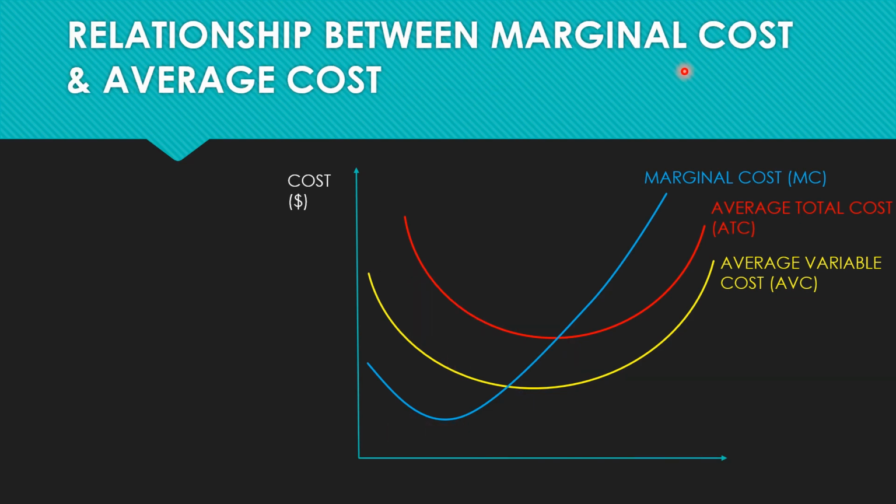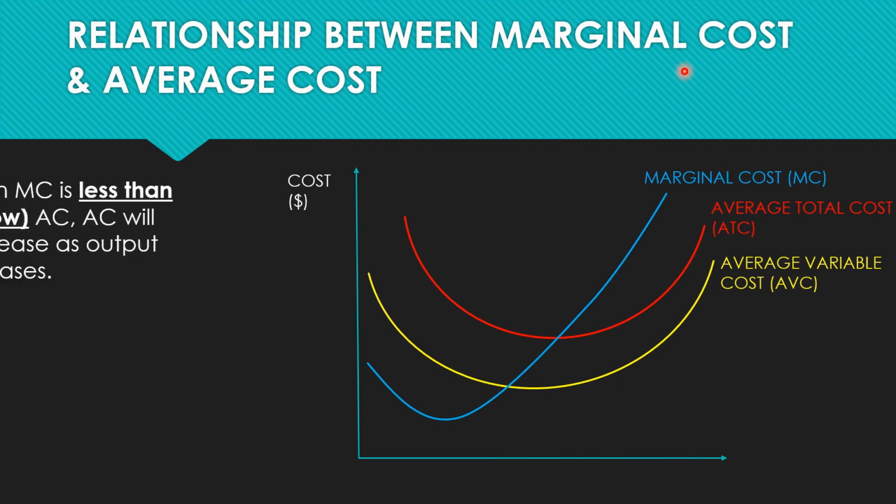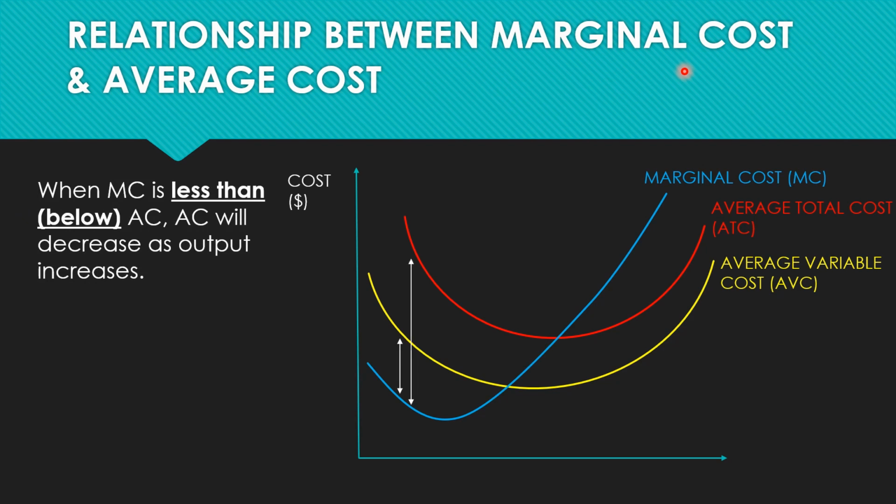Let us now discuss the relationship between the marginal cost and average cost. When marginal cost is less than average cost, as you can see with this blue curve here, the marginal cost is lower than the yellow average variable cost and lower than the average total cost. When this happens, the average cost will decrease as output increases. You can see the red portion here is going down as you produce more. Same for the yellow part here, it decreases as you produce more.